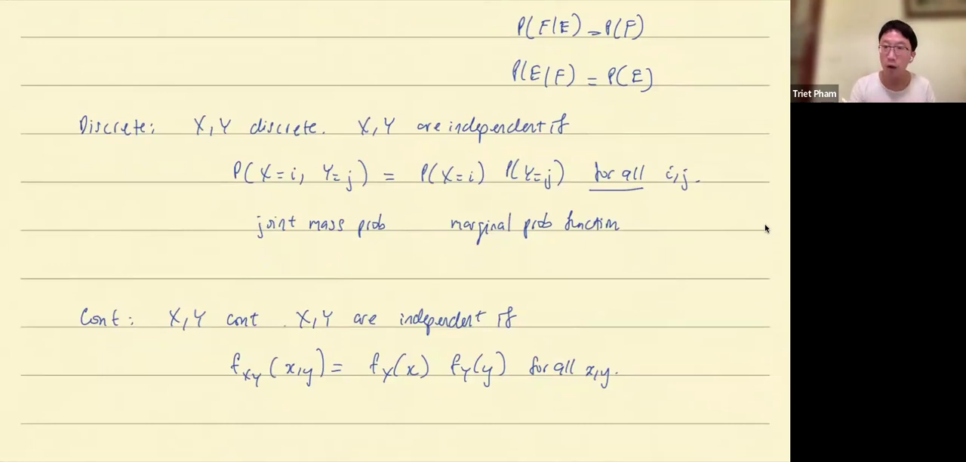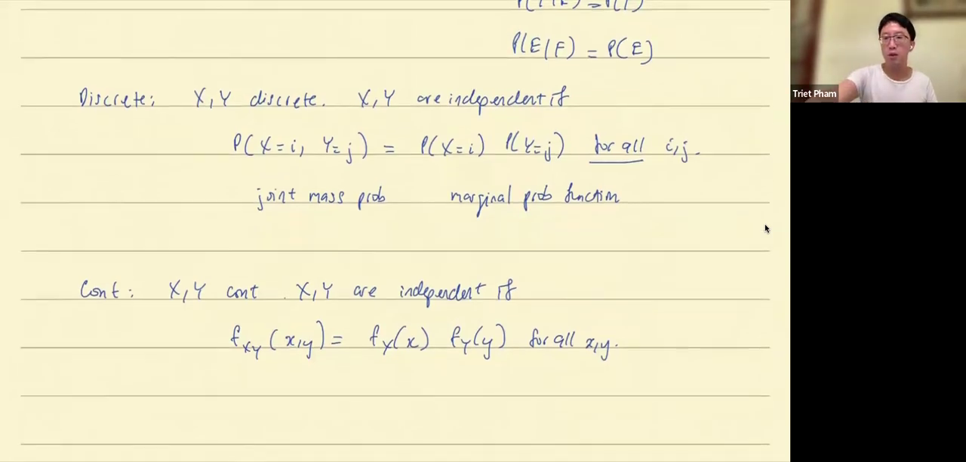And finally, I mentioned that random variables don't have to be discrete or continuous. They can be neither continuous nor discrete. So if that's the case, then the general result is the following.